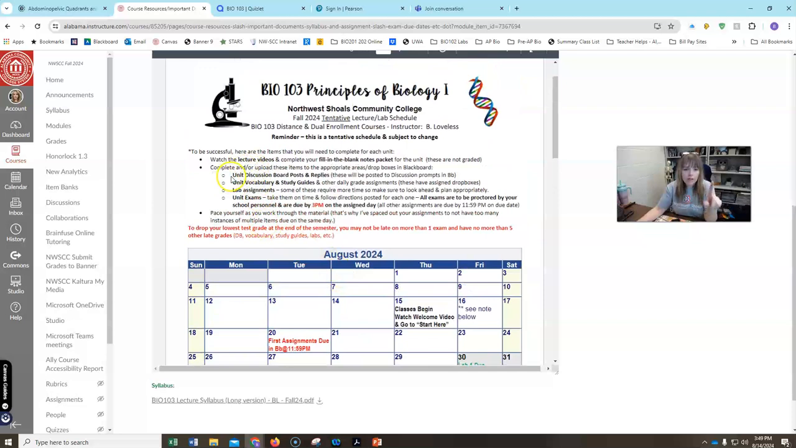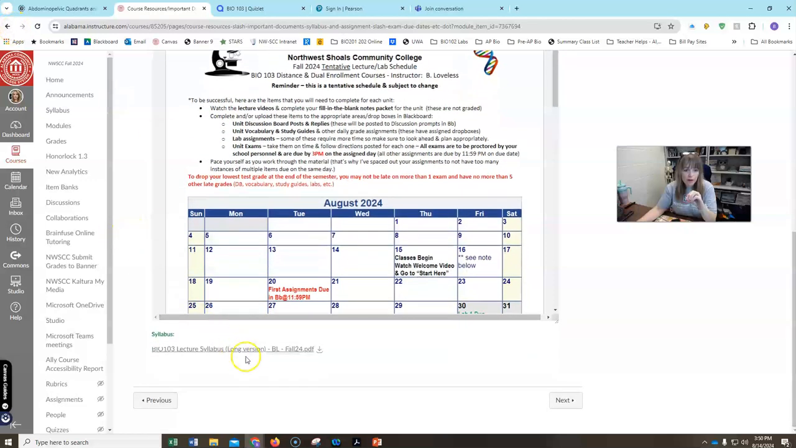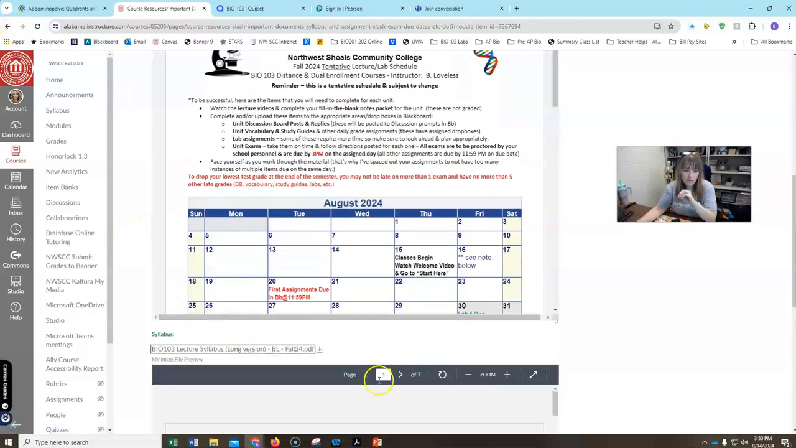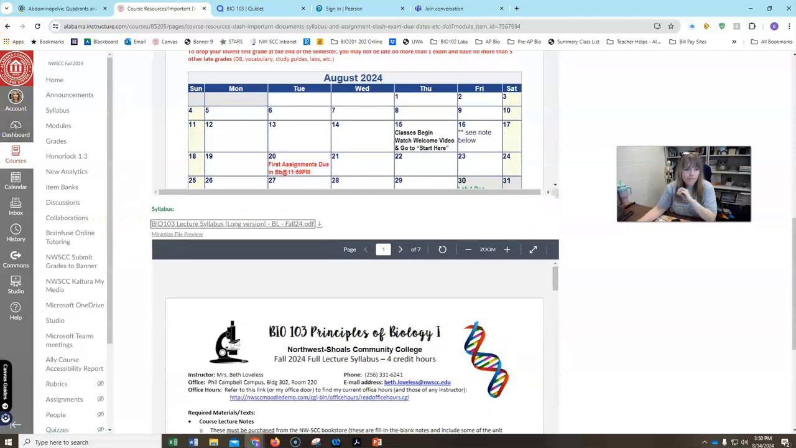These are things that you will need to do for every unit. You're going to complete a unit discussion board post and reply. You're going to complete a vocabulary assignment and a study guide. You will have lab assignments. There will be unit exams and lab quizzes. So make sure you read through this information. And then underneath that, you'll find our syllabus for the class. And there's some other important information for you to read through to help you navigate.